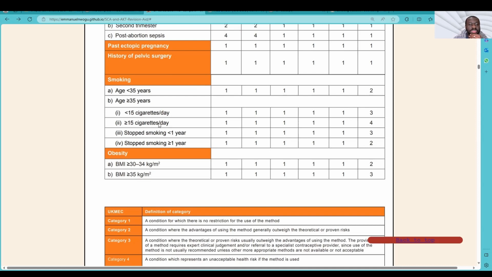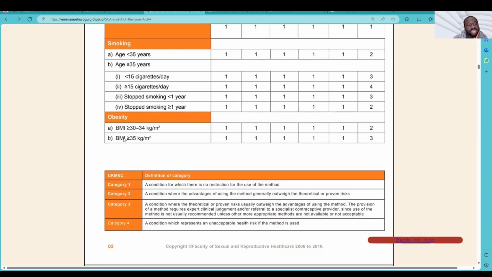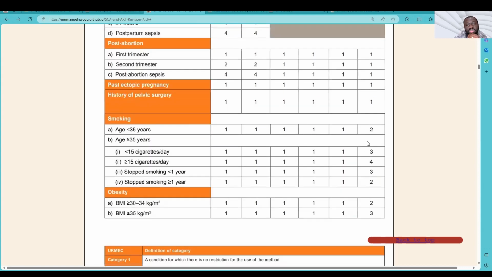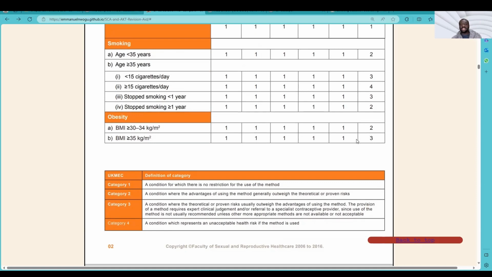So you need to be able to work that out. If she stopped smoking less than a year ago, and she's 35, she's recently smoked. If it's a year or more since she stopped smoking, you can drop it down to UK MEC 2. And when it comes to obesity, if her BMI is 35 or more, if she's morbidly obese, then you don't want to be using the combined hormonal contraception, because her risk of breast cancer and even VTE will be increased.